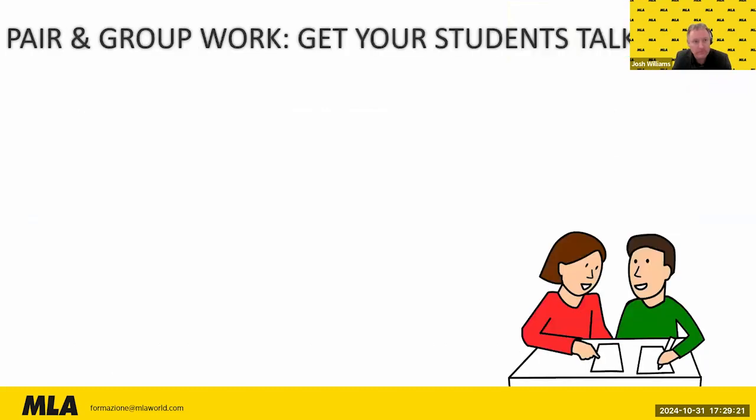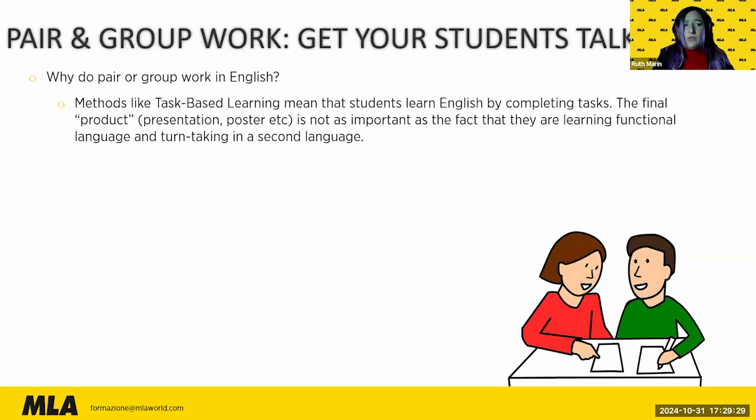Now, pair and group work. Why pair and group work in English? Well, basically, the idea, for example, in task-based learning, which is what we do at MLA, because we think it just ticks all the boxes of natural learning and authentic learning. So basically, they have to create something. There is a product. They learn English by completing a task. But the task is the least important thing. The task is kind of the achievement for them to feel good about it. But what happens when creating this task is what's important.